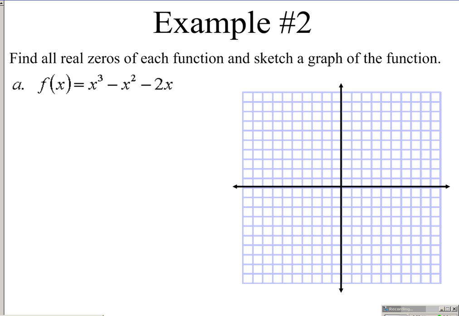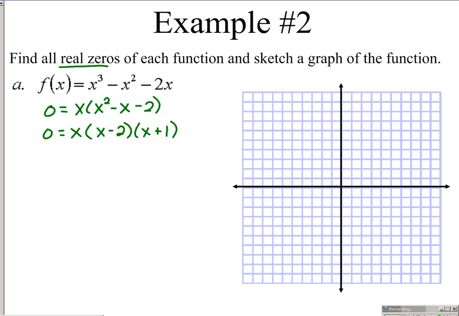So find all real zeros of each function and sketch the graph of a function. Remember, real zeros correlate to x-intercepts when we look at graphs. So if I want to find the real zeros of this, x-intercepts is the same thing as putting in 0 for y. On the right side here, we could factor an x out right away. Continue factoring. Factor this trinomial, x minus 2 times x plus 1. Set each of those factors equal to 0, and we get x equals 0, 2, and negative 1.